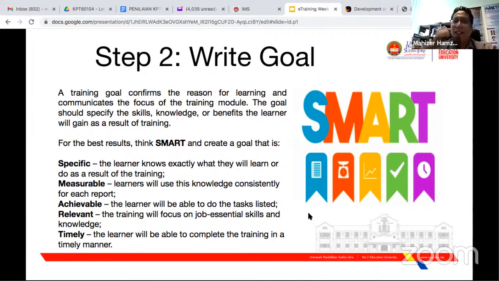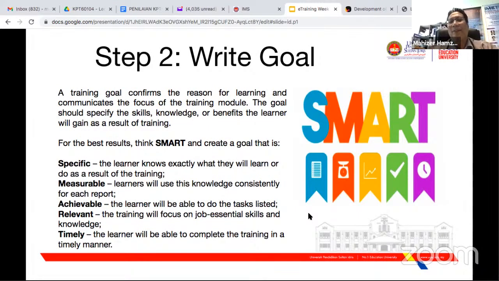We discussed last time the Kirkpatrick 4 levels of evaluation model, right? What you try to evaluate as part of it. Sometimes you try to ask the employers, supervisors about their employees' performance based on what they have learned in our training. Okay, and then achievable. Of course, something that we can achieve. We cannot plan something that we cannot achieve.